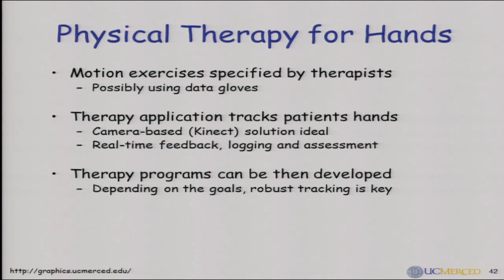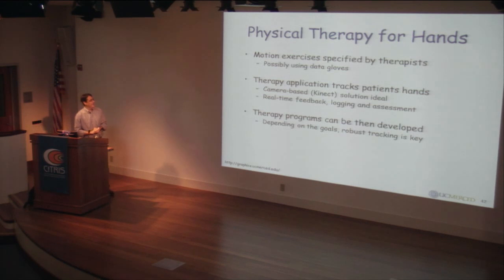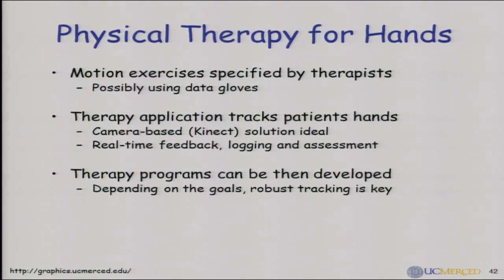Now, we are also applying the same concept for hand therapy. And again, the idea is we can have hand exercises specified by therapists, and then we can model them by capturing these exercises. And in that case, it is possible to use data gloves. Maybe we don't need to do that often, and it's easier to track with data gloves. But then we would like to track the hands of the patients and have them follow these exercises. And of course, a camera-based or Kinect solution would be ideal because then there are no devices. It's cheaper and easier to use.